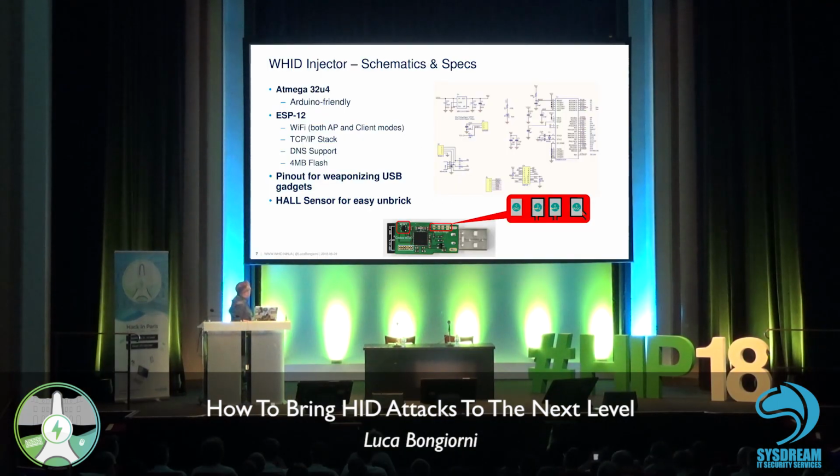Another thing I wanted to add to the PCB is something that the Rubber Ducky does not have. It's a simple pin-out bridge that gives the attacker the ability to use the 4 pins of a USB connection to weaponize USB gadgets. We will see later what I mean by weaponizing USB gadgets. And another thing I decided to add was the Hall sensor, because many times when you weaponize a gadget and plug it in a USB case, you want to unbrick, reset or reflash it, and it's annoying to destroy the USB case and so on. So with the Hall sensor, you just need to bring a magnet close, and it will simulate a button press.